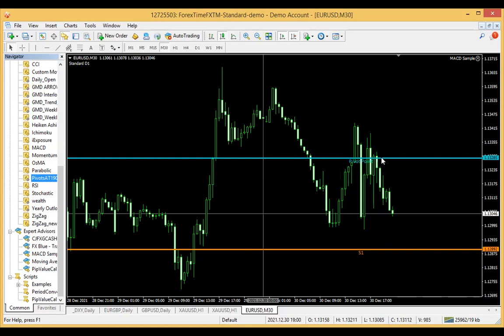If price is below this pivot point level, this particular center line, it simply means that the market is in a selling direction. So for you to attempt to sell, price must come below support one, okay? And if price is at support one, you should set your entry point below support one and then set your stop loss above resistance.